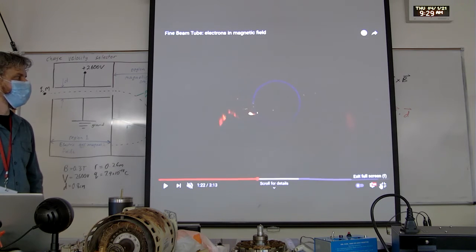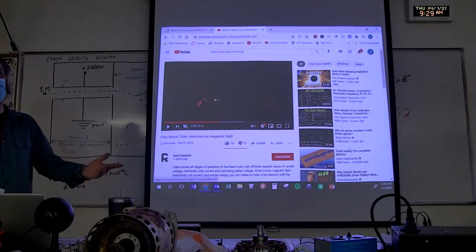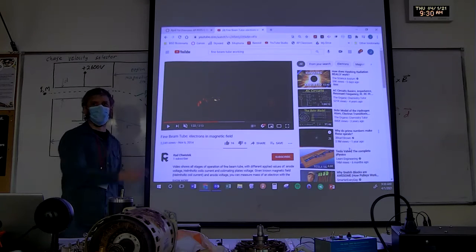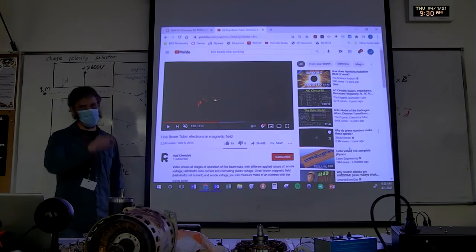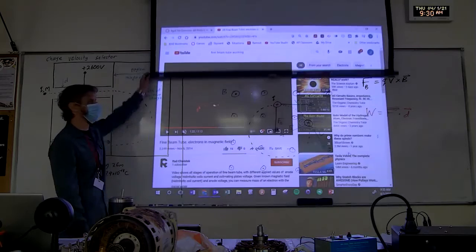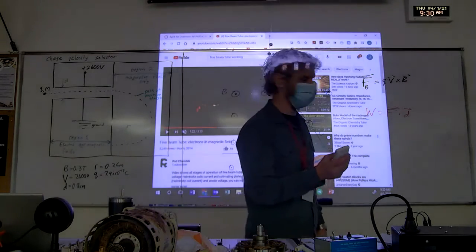One of the labs you're most likely going to do when you go to college, I did it at my community college, is this one. You have control over the magnetic field generated by the Helmholtz coils, and you measure the radius of the circular arc, and you can determine the charge-to-mass ratio of the electron.